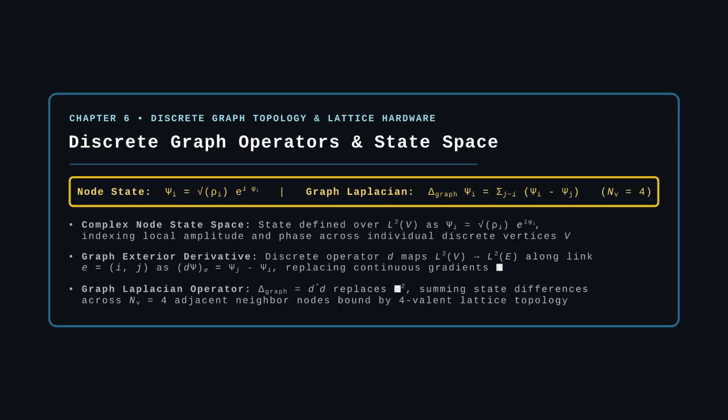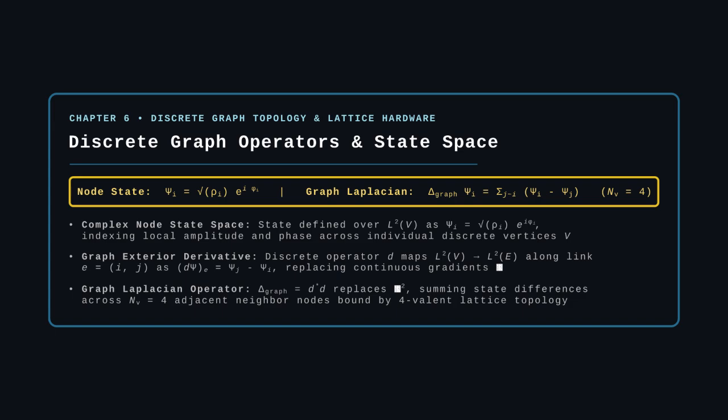Under this discrete geometry, the state space is defined over L2 of V, with a complex local state, psi sub i, equals the square root of rho sub i times e to the i phi sub i, indexed across individual nodes i in V. The continuous gradient operator is replaced by the discrete graph exterior derivative, d, mapping L2 of V to L2 of E, acting along a link e connecting nodes i and j as d psi along link e equals psi sub j minus psi sub i.